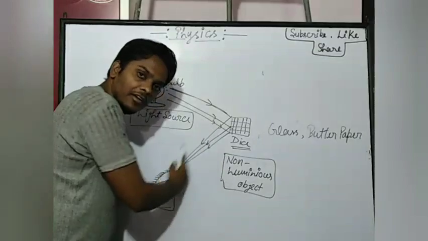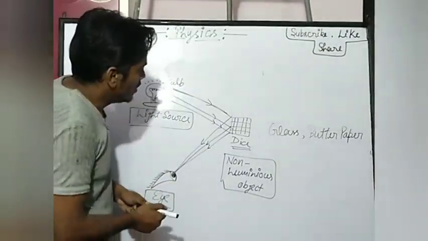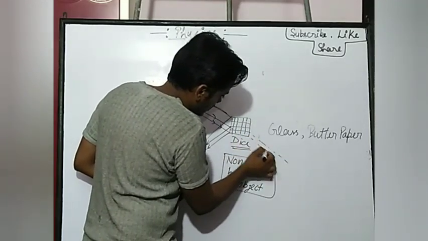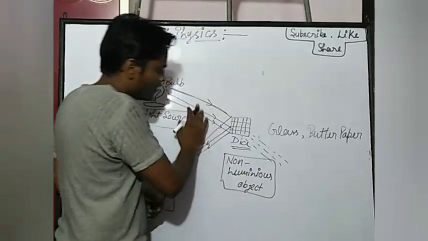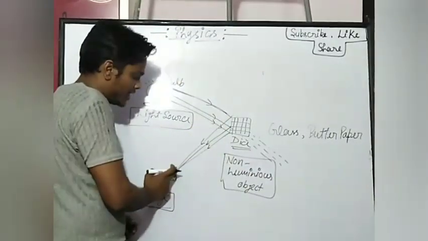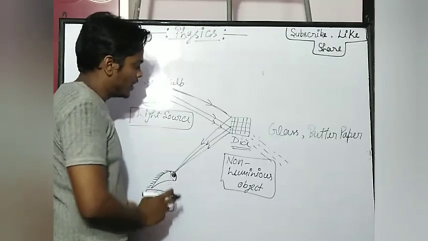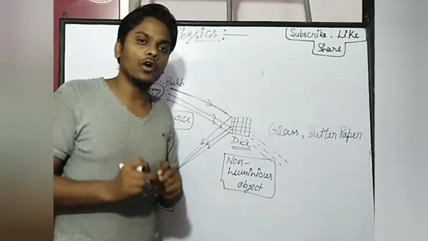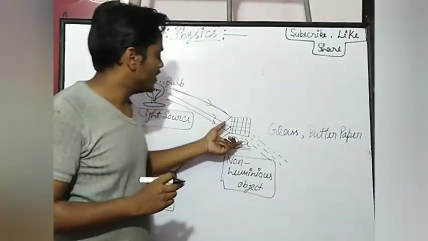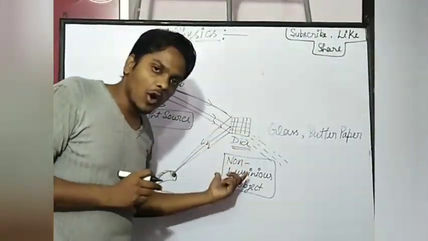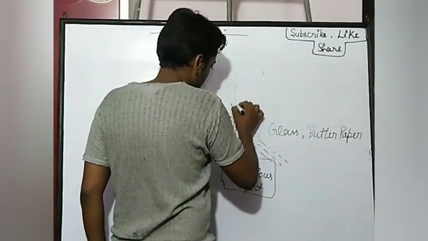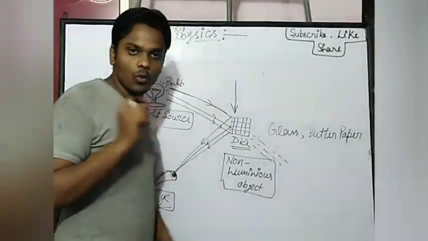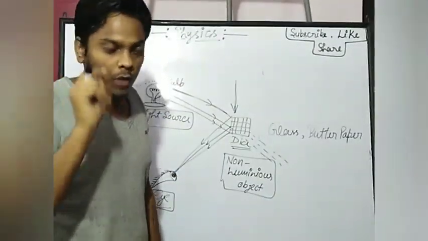That's why it is reflecting. Why? Because the light ray is not going through this dice. It is reflected here. That's why. So when a beam of light does not pass through an object, that object is known as an opaque object.